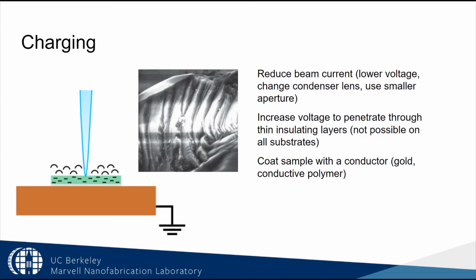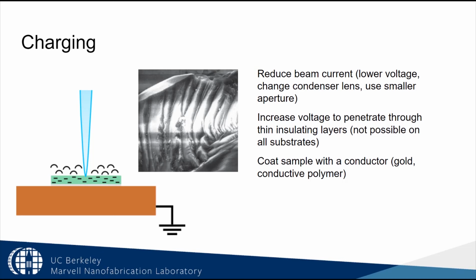Another issue, and typically a frustrating one, is charging of your sample. While the sample stage is grounded, insulating samples will tend to build up charge, making it difficult to get clear images. You can minimize charging by reducing the beam current to allow electrons time to reach the ground.